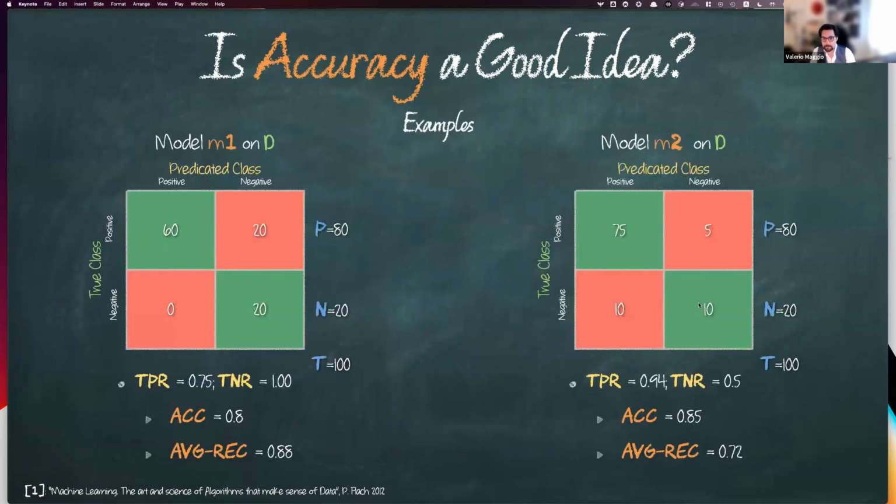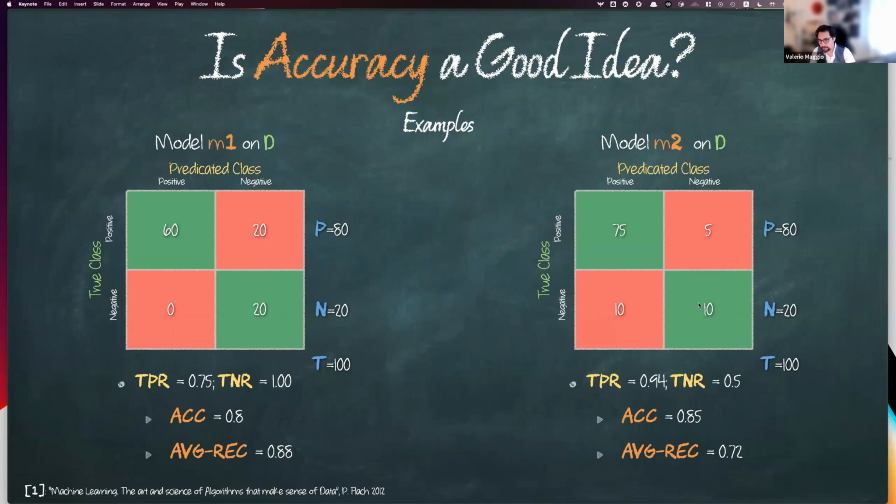So let me give you an example. Let's imagine we have the same data set and two different models. On the left-hand side, you have this confusion matrix. We have 100 samples in total, 80 positive, 20 negative. The first model, M1, produces the results you see in the confusion matrix. The accuracy in the first case is 0.8. The average recall, on the other hand, is 0.88.